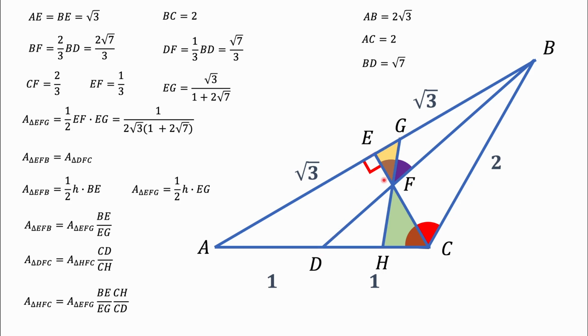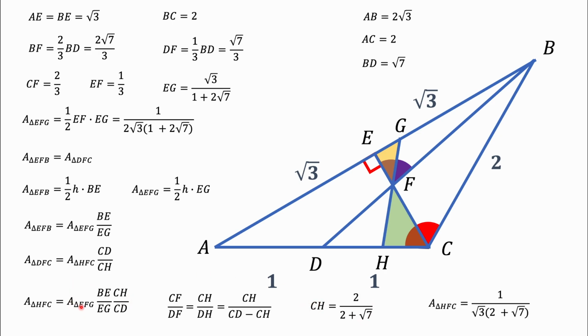If we look at the triangle DFC, FH is an angle bisector. So we can apply the angle bisector theorem that tells us that CH divided by DH is the same as CF divided by DF. And we know that DH is CD minus CH. So from here we can find CH, plug it into this expression, and find the green area. And that is it.